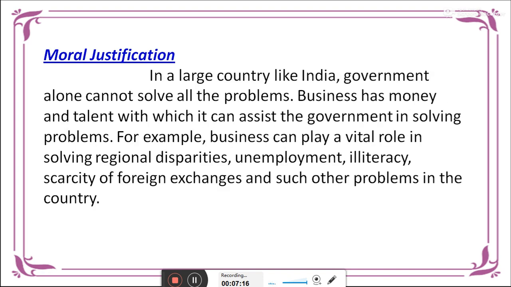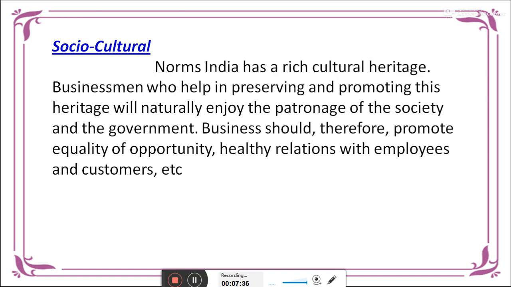Next, moral justification. It means providing the rule for everyone. India is a large country, and all the things the government takes up provide a common solution for everyone and dispose of unemployment problems, illiteracy, and the scarcity of social expansion. All of this is moral suggestion. Next, socio-culture: the society will encourage the socio-culture, the norms, culture and heritage.